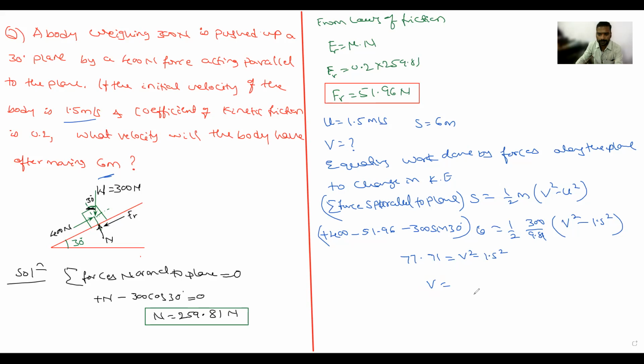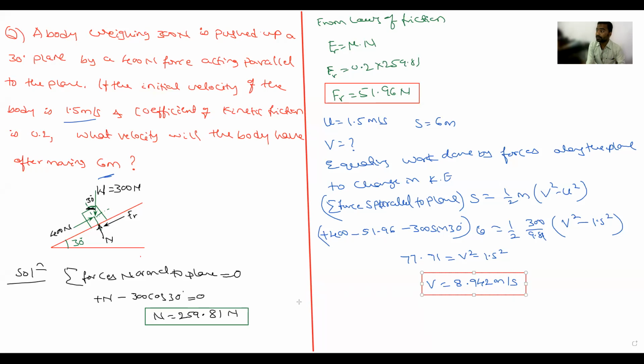Correct. The V value is 8.942. Is it correct? Check it. Eight point nine four two. Correct. Okay, so this is the way you have to do.